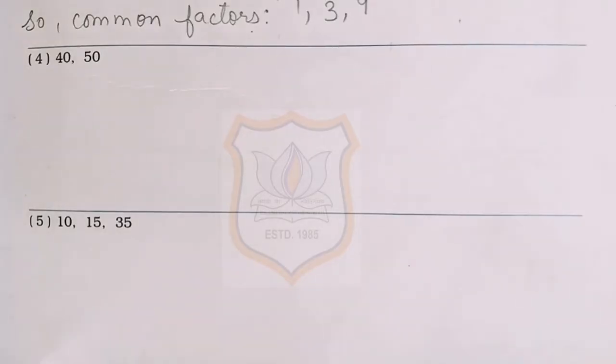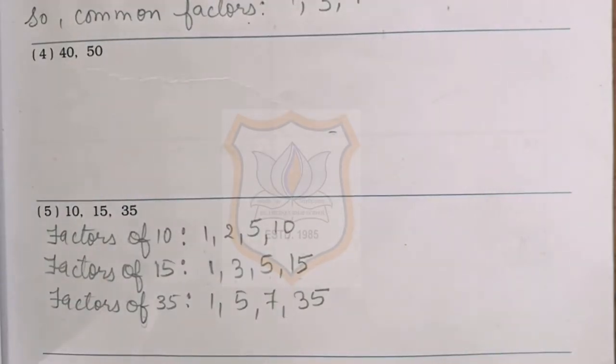Now we move to sum number 5. Here we have to find out the common factors of 10, 15 and 35. For this, first we will write down the factors of these numbers. Now solution for sum number 5.